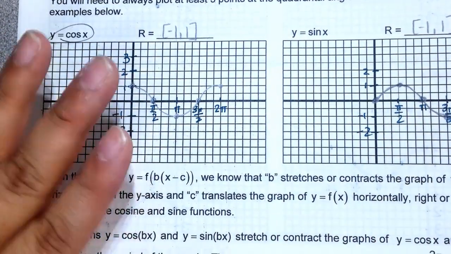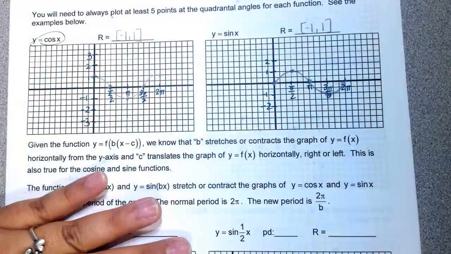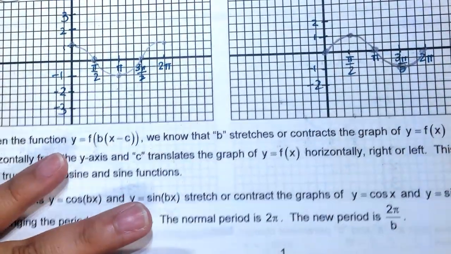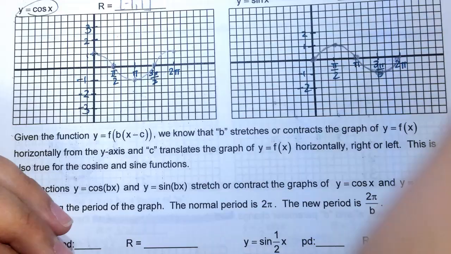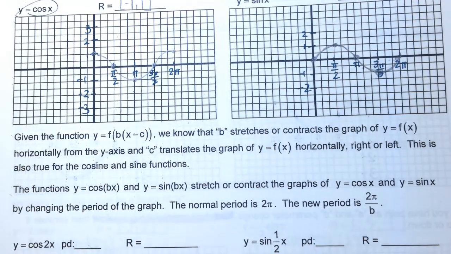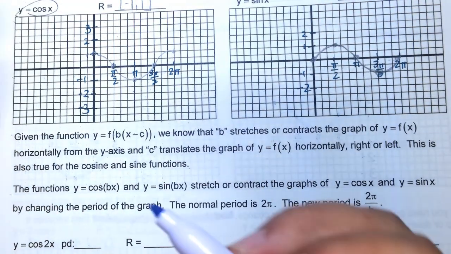What we are doing today is going to involve this equation: y equals f of b to the x minus c.